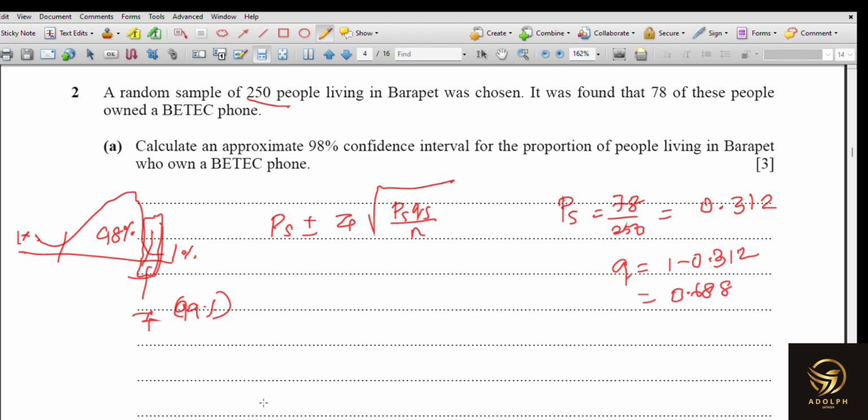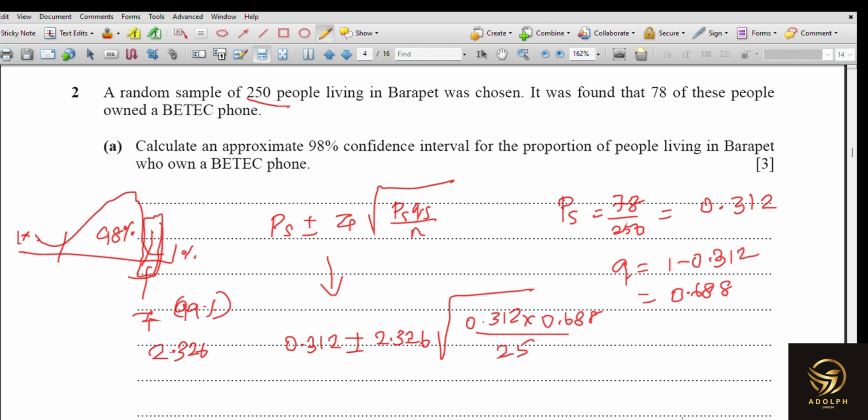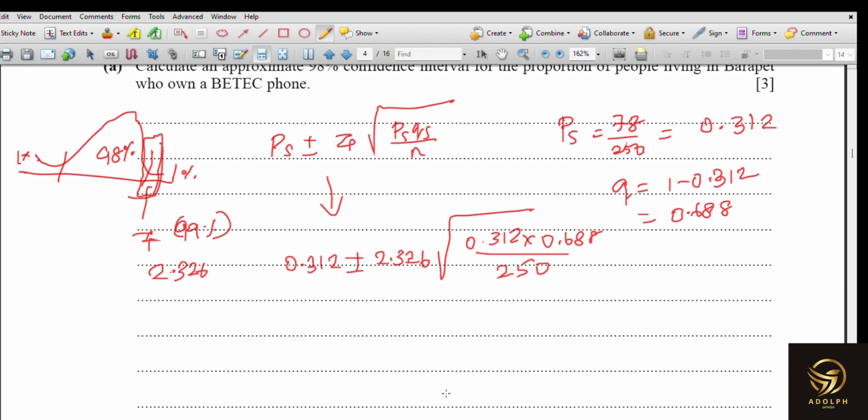So 99% in the sense the respective Z value is 2.326, that you have to get from the Z table. So that's it. We just have to substitute the values in the given formula. According to this formula, the PS value is 0.312 plus or minus 2.326 root of 0.312 multiplied by 0.688, whole divided by 250, which is the given n value. When you subtract, you will get the lower limit, and when you add, you will get the upper limit.